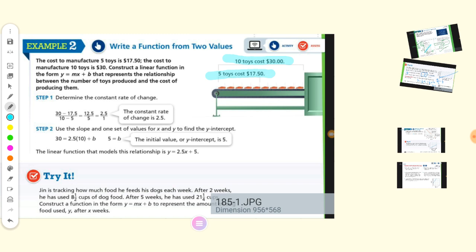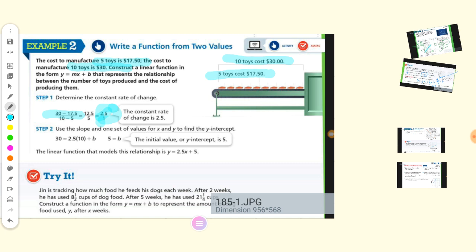I have here x and y, by the way. We will consider x is the number of toys, and y is the cost of the toys. So 5 toys cost 17.5, and 10 toys cost 30 US dollars. To find the slope m, y2 minus y1, so it's 30 minus 17.5 over x2 minus x1, 10 minus 5. So the slope will be 2.5. This is the slope.